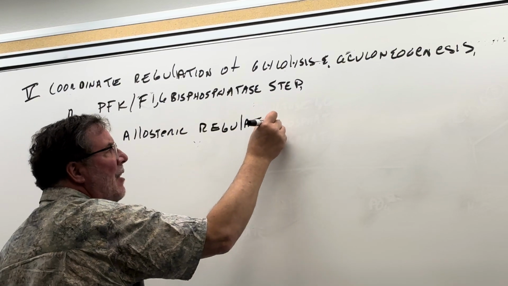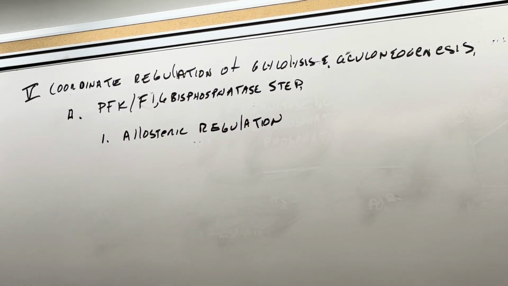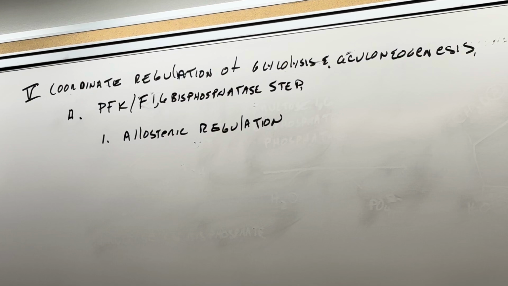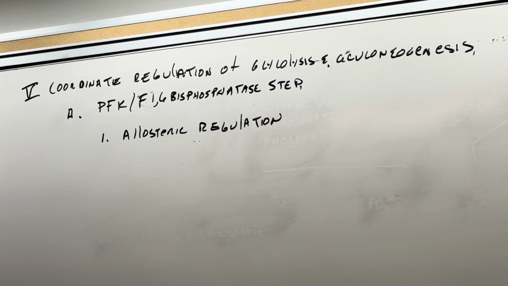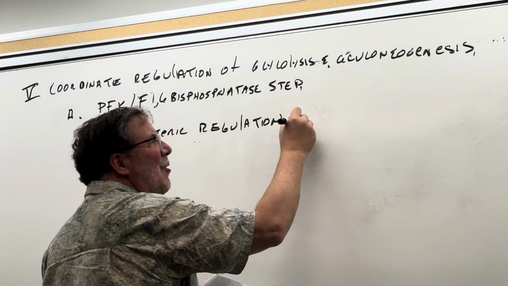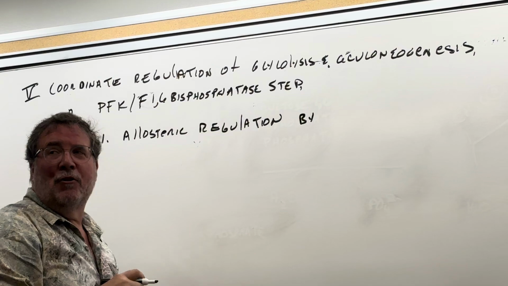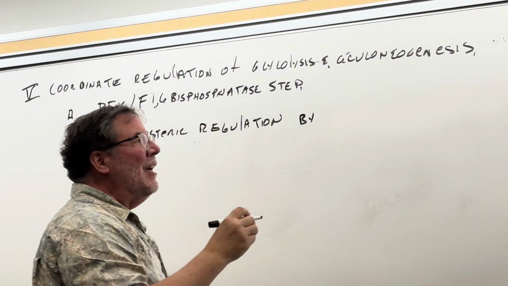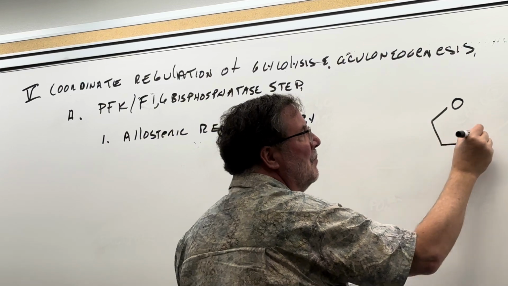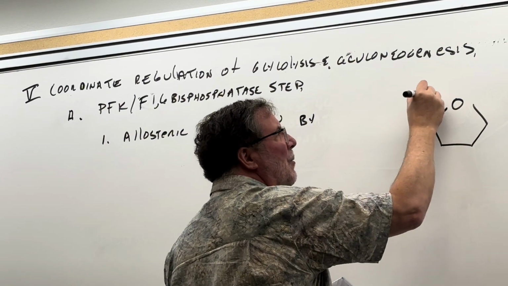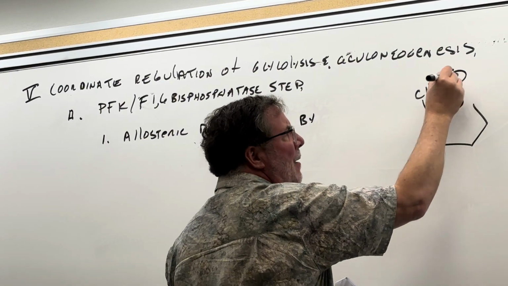Remember, allostery is when you have some other molecule that's going to come in and move the enzyme from the taut to the relaxed form, making something active. Allosteric regulation by another molecule that's a fructose structure, okay? It's actually fructose 2,6-bisphosphate. What the heck is that?